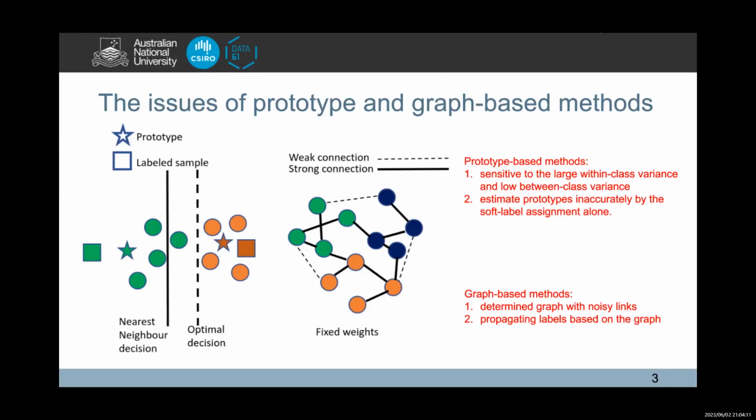Prototype-based methods usually use a nearest neighbor classifier, which is based on the assumption that there exists an embedding where points cluster around a single prototype representation for each class. This figure shows a trial example that prototype-based methods are sensitive to large within-class variance and low between-class variance, and thus estimate prototypes inaccurately.